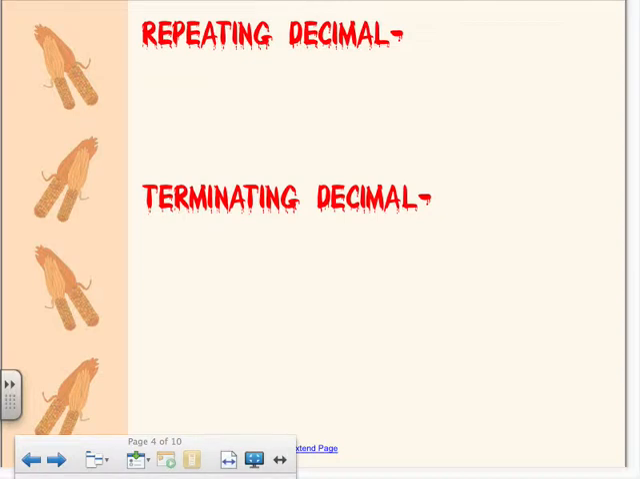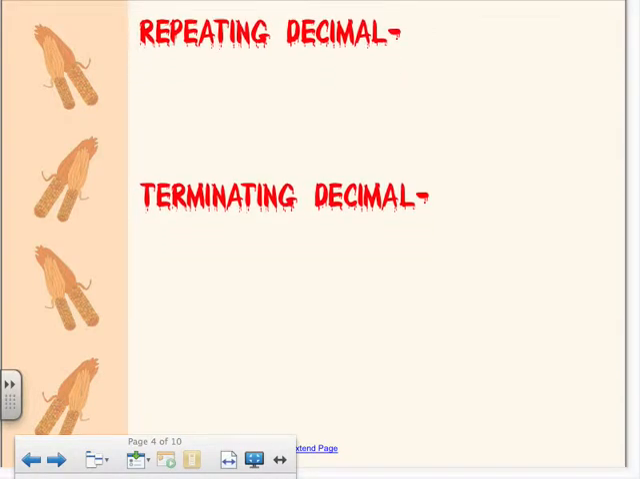So here are the two different types of decimals we talked about. We talked about repeating decimals and terminating decimals. So repeating goes on forever, like we showed. It goes on forever, but it goes on forever in a pattern. So it's not random.